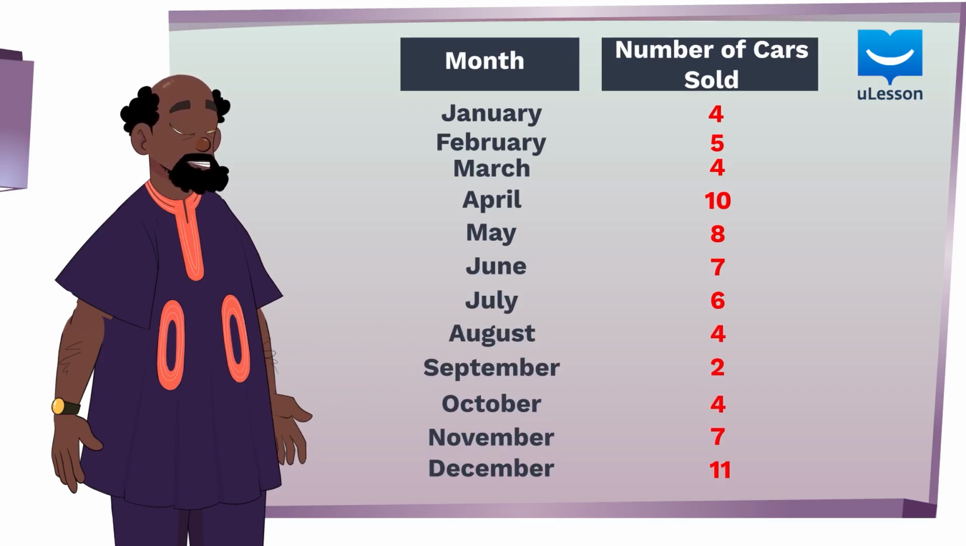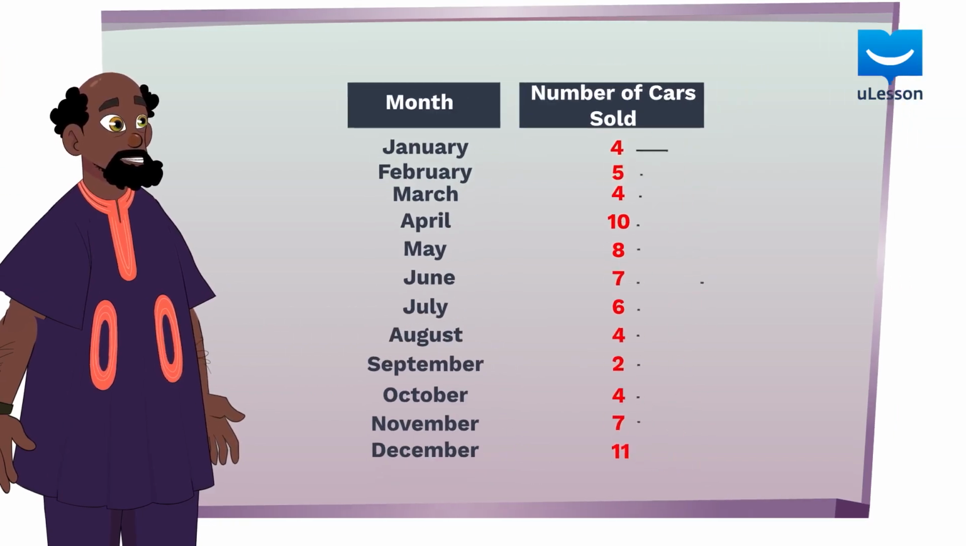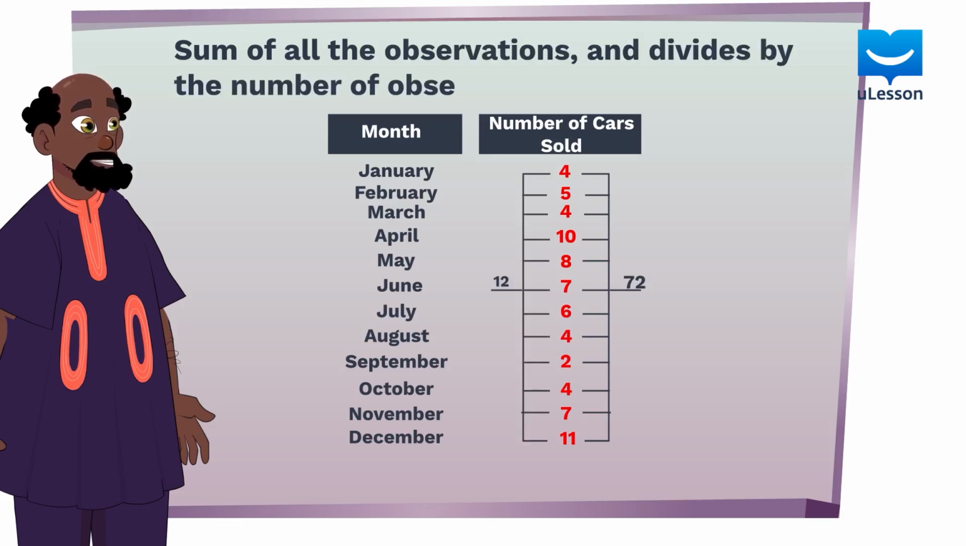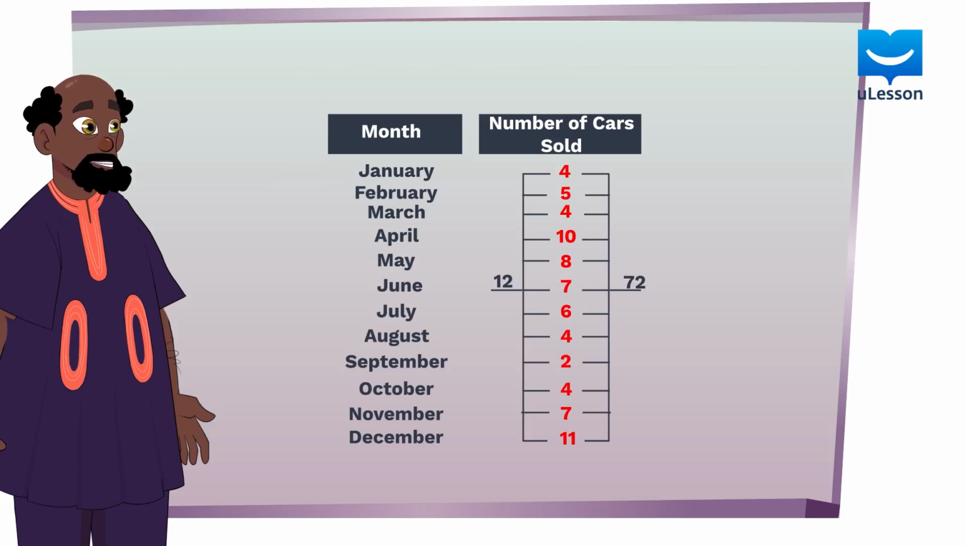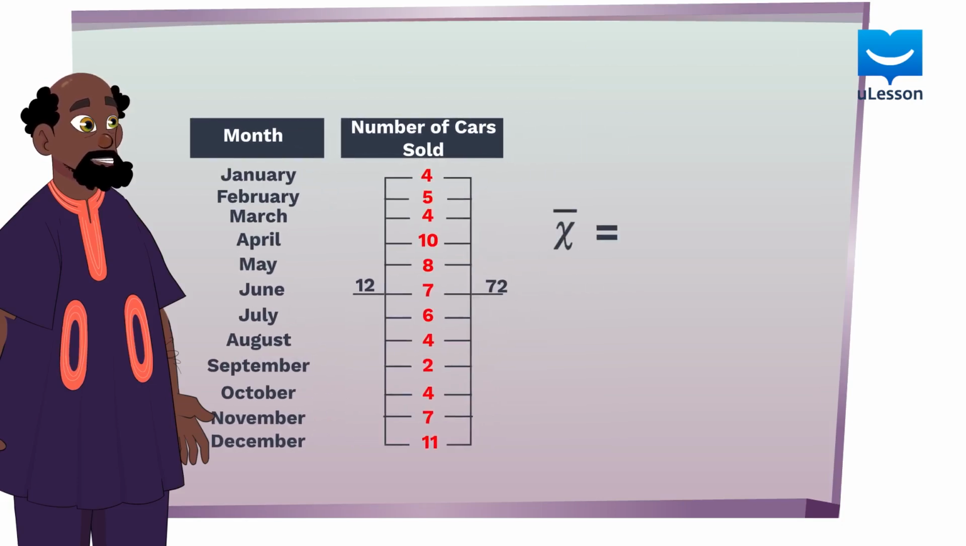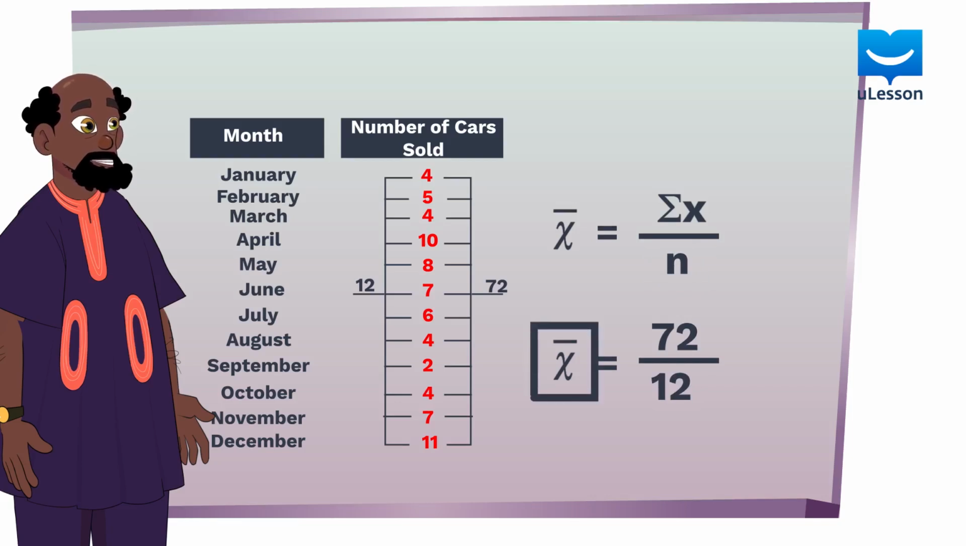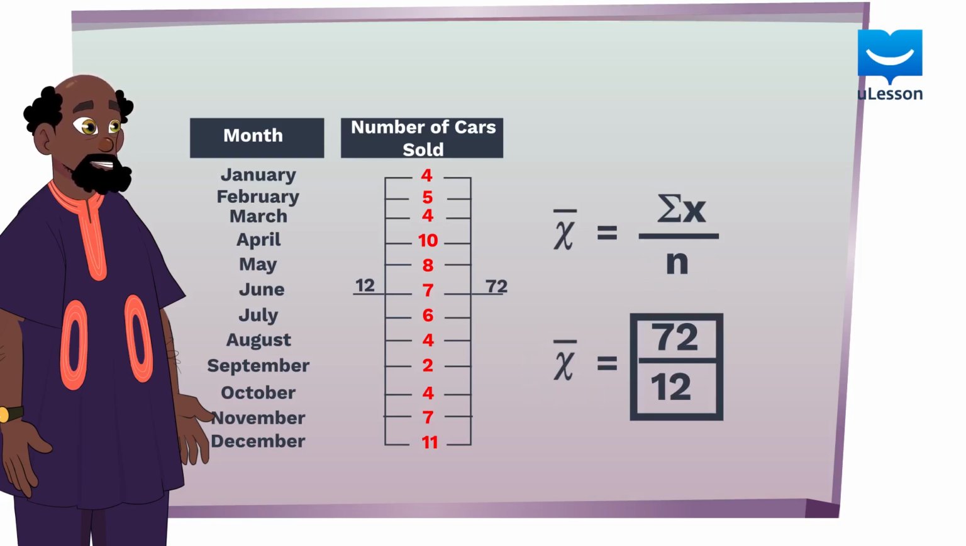Now, for Mr. Cairo to calculate the average, he simply calculates the sum of all the observations and divides by the number of observations. This is equivalent to the formula x-bar equals summation x divided by n. X-bar is the representation of the mean. Summation represents the sum of the observations, and n, which is the number of observations, equals 12. So, the mean of the observations is 72 divided by 12, which gives us 6.